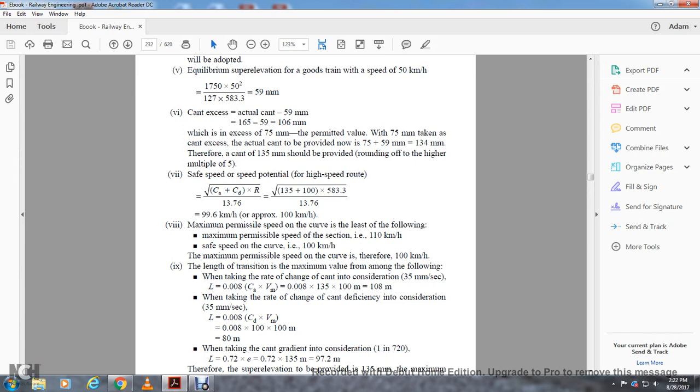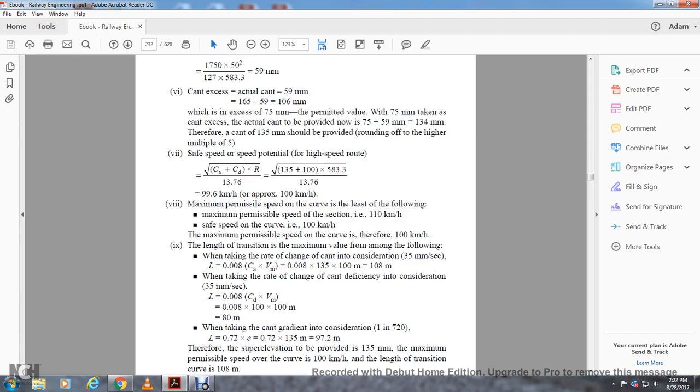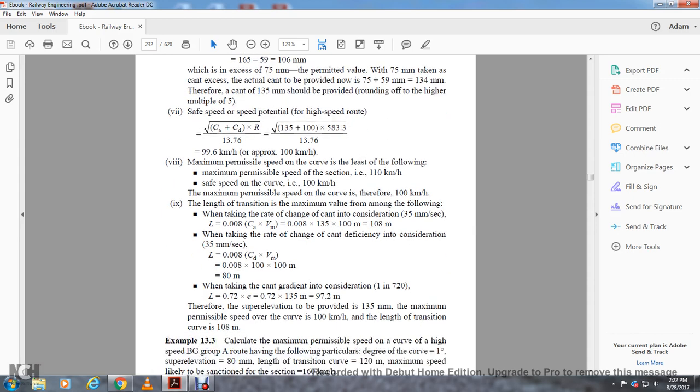The length of the transition is the maximum value among the following. Taking the rate of change of cant deficiency as 35 millimeters a second, the length equals 0.008 times the cant times the speed, which is 0.008 times 135 times 100, 108 meters. Taking the rate of change of cant deficiency into consideration at 35 millimeters a second, the length is 0.008 times the cant deficiency times the speed, which is 0.008 times 100 times 100, 80 meters.